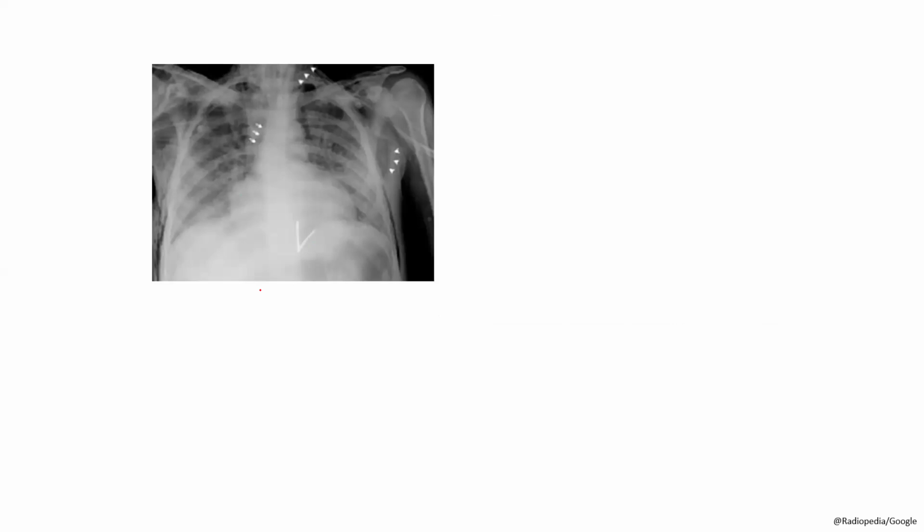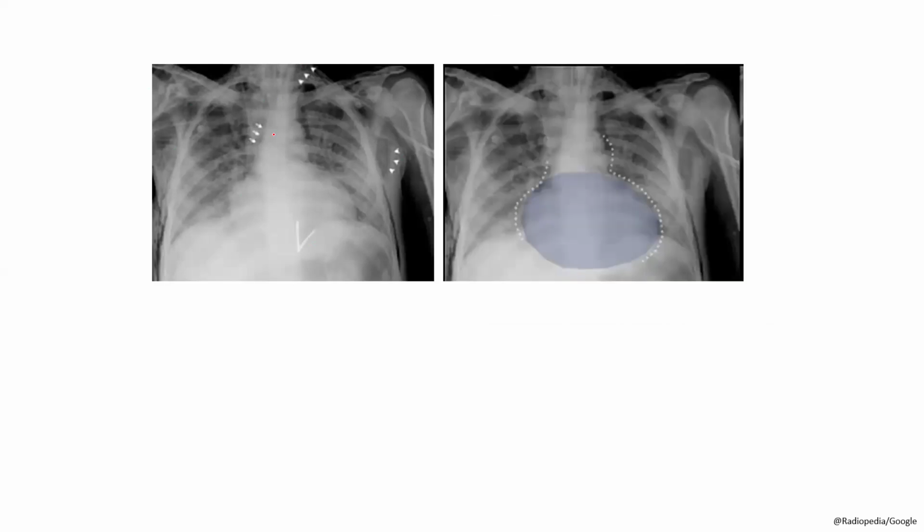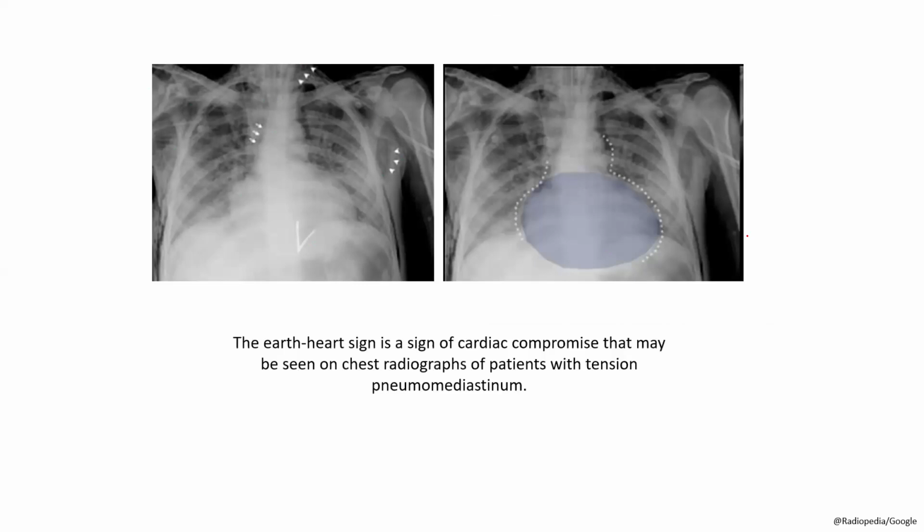What is happening in this radiograph? This ICU patient is having subcutaneous emphysema and pneumomediastinum, and this is showing compression of the heart. So this is earth heart sign, which is a sign of cardiac compromise, and it is seen in chest radiographs of patients with tension pneumomediastinum.